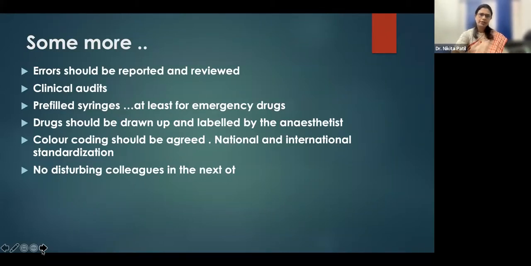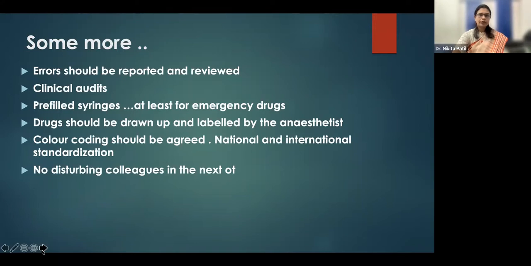So, clinical audits. Coming up are pre-filled syringes, at least for emergency drugs, so that you don't draw up and we don't waste time in dilution or correcting of the dose. So pre-filled syringes are an option for at least emergency drugs. Drugs should be drawn up and labeled by the anesthetist. Color coding should be agreed, national and international standardization, as I showed you.